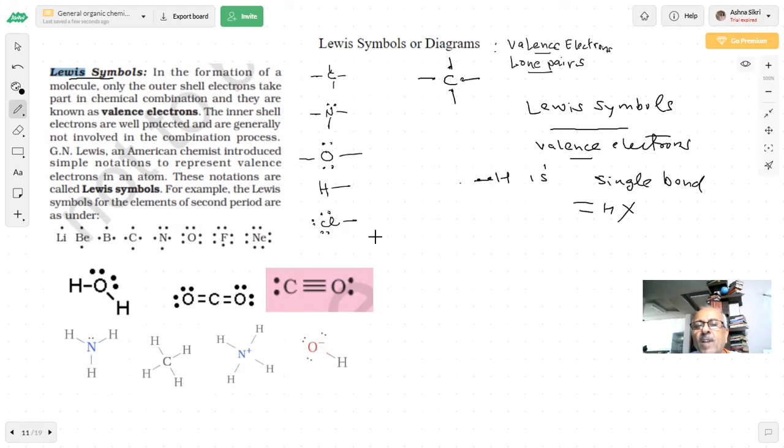If I take nitrogen now, what is the Lewis symbol of nitrogen? How many electrons are in the valence shell of nitrogen? 5, sir. So 5, you are showing something like this. Now you see these are unpaired electrons. How many bonds is it forming? 1, 2, and 3. With H, H, H, this becomes ammonia. But there is a lone pair of electrons. What is this called? Lone pair. What is this called? Bond pair.